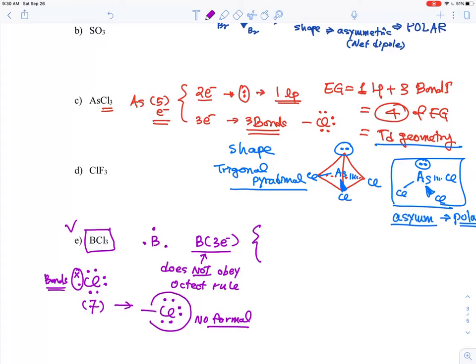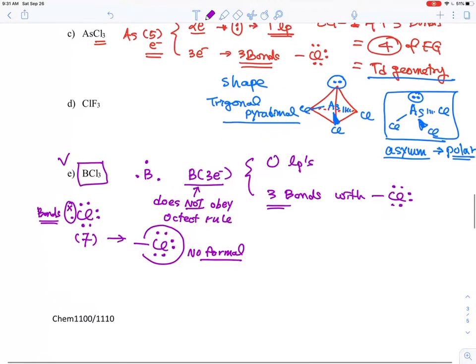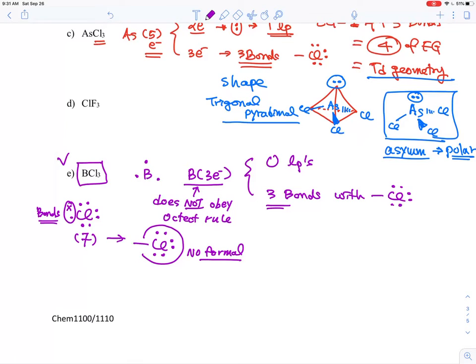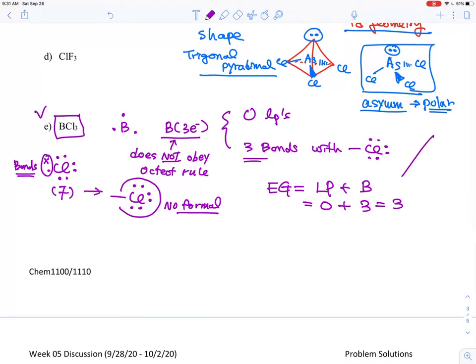And so this one, 3 electrons, you have 3 chlorines, so 3 bonds with chlorine, forming just a single bond, looks like that. And once you use 3 electrons, you have none left, so no lone pairs. So what you have is electron group geometry, which is lone pairs plus bonds, and you have no lone pairs, you have 3 bonds, so there are 3.